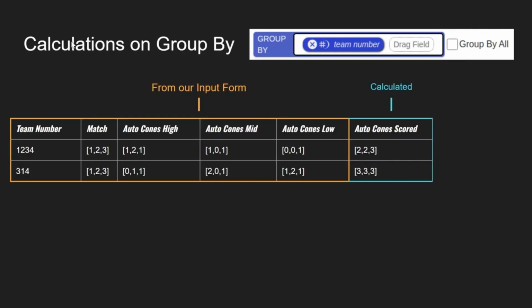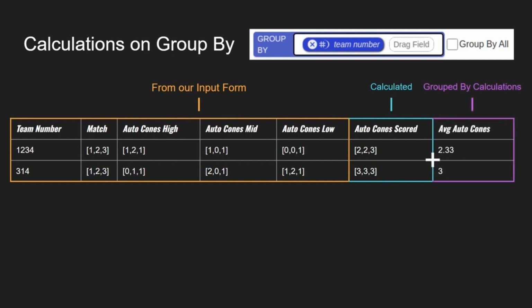Let's take that same table: team number, match, auto cones high, mid, low, and auto cones score. Let's add a calculation onto it, and that calculation is going to be the average number of cones scored in autonomous. If we do that math by ourselves, it's pretty easy. If we add up auto cones scored, 2 plus 3, that's going to be 7. Then 7 divided by 3 gets us 2.33. That's the average number of auto cones scored per match. This one's even easier: 3 plus 3 plus 3 divided by 3 is 3.